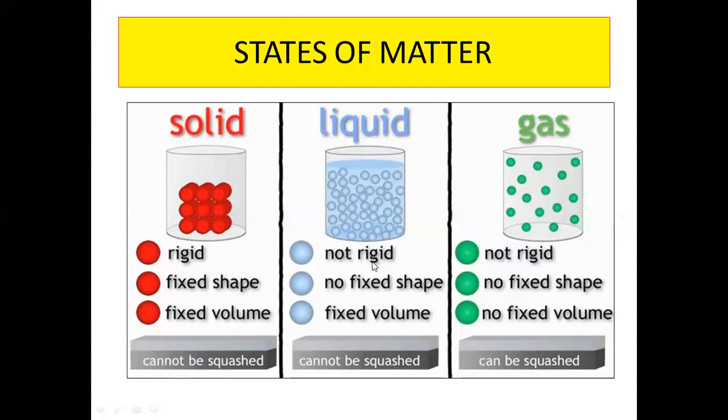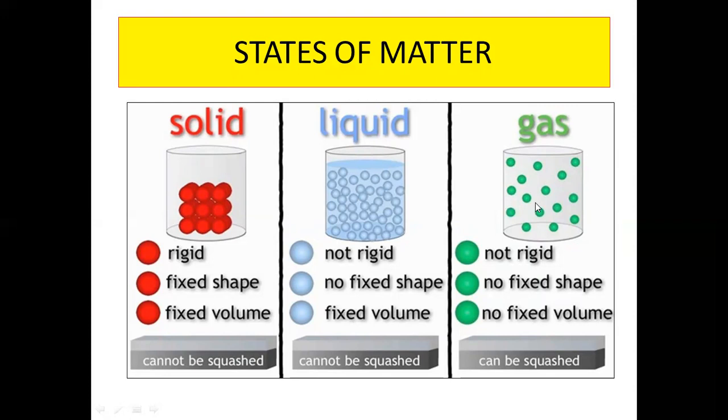The liquids are not rigid, that means they are not as hard as solid. They do not have a fixed shape, right? We know that whenever we pour the liquid from one container to another container, the liquid takes the shape of that container. Okay, then the volume remains fixed. Suppose you are pouring 5 ml water from a bowl to a glass, it is going to remain 5 ml. So the volume is fixed, but it does not have a fixed shape.